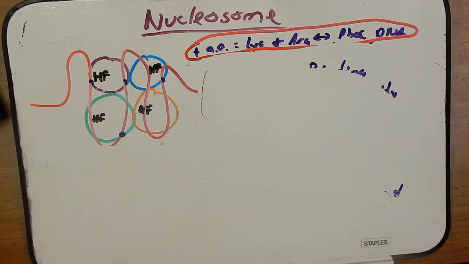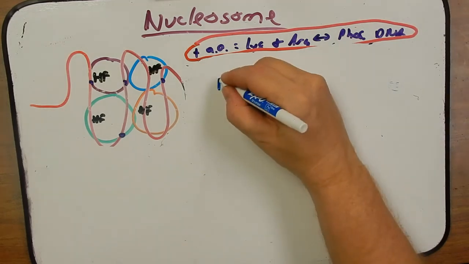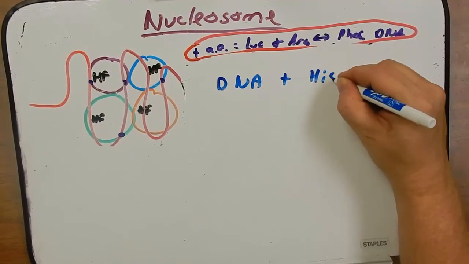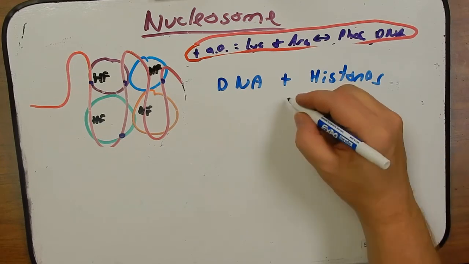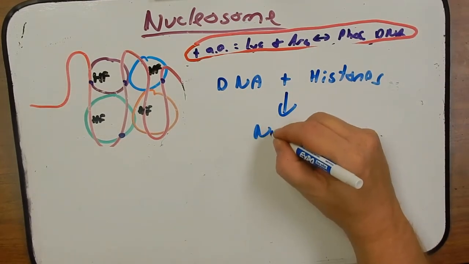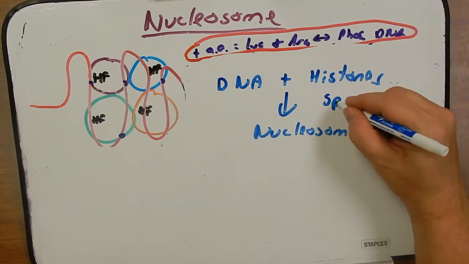Now I want to talk about how this actually forms. In thinking about how they might form these nucleosomes, the histones and the DNA, early on scientists took DNA plus histones and mixed them in a test tube, and they got nucleosomes. This suggested that this was a spontaneous event.